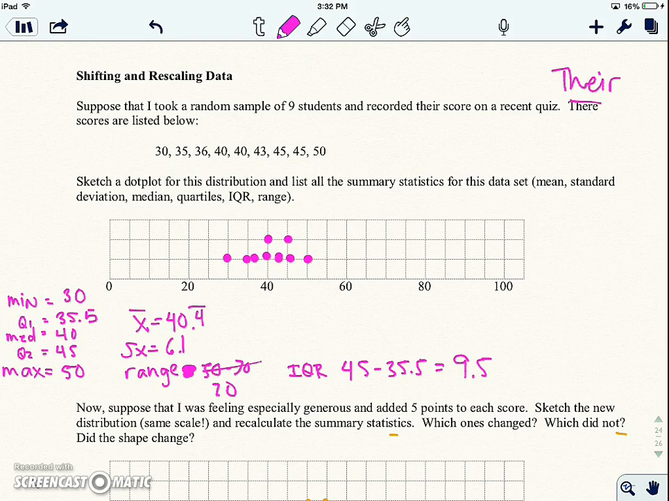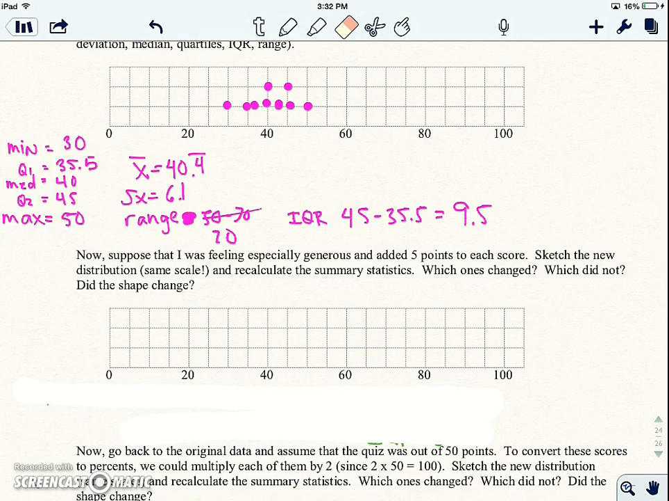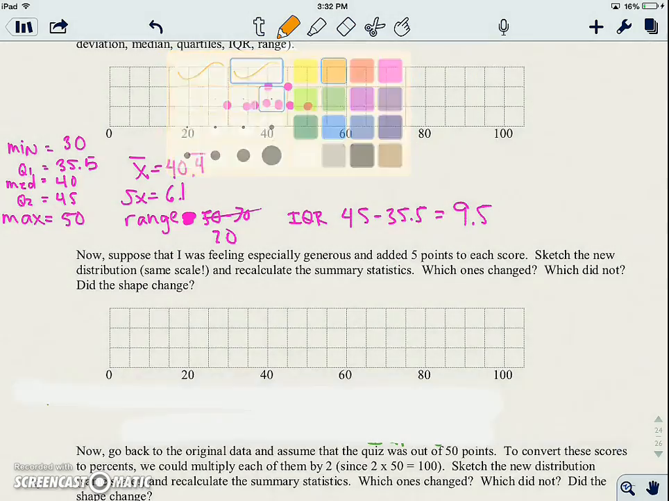Now suppose I was feeling especially generous and added 5 points to each score. Okay, sketch the new distribution with the same scale, that's a key so you can see what's going on, and recalculate the summary statistics. Okay, so I'm going to do it again. I could just do that in my head.